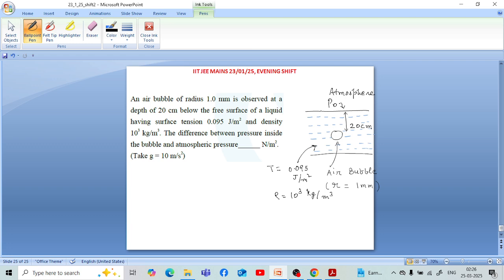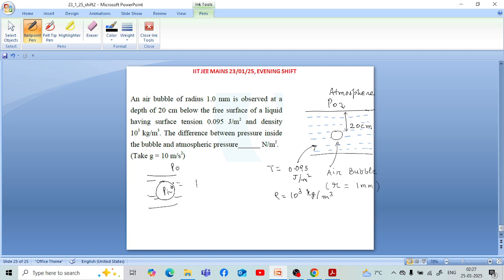So, the situation is something like this, which I have drawn in the figure. There is a liquid here, and above the surface of the liquid there is atmosphere, and inside the liquid there is an air bubble. The air bubble is located 20 centimeter below the surface. Suppose this is the air bubble, surrounding it is the liquid. There is some inside pressure which exerts on the wall of the bubble, and just outside the surface there is also pressure, and we have the atmospheric pressure.